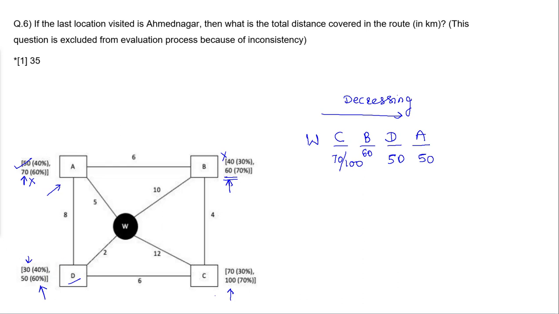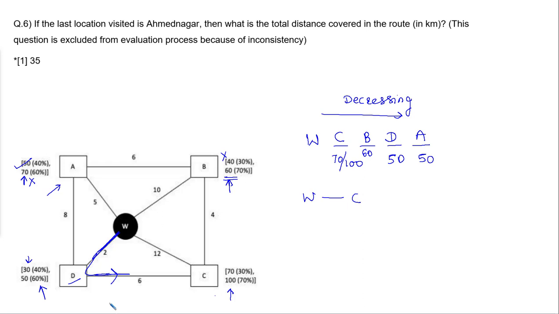So there are a few points that you need to make sure. First, every location should be visited only once, and we follow the shortest path. So to travel from W to C, we can go like this, W and C. In this case, the distance traveled is going to be 2 plus 6, that is equal to 8. But this is not a valid route.